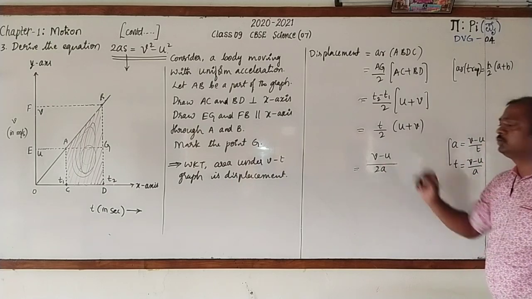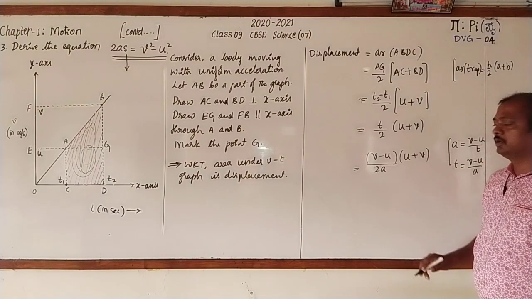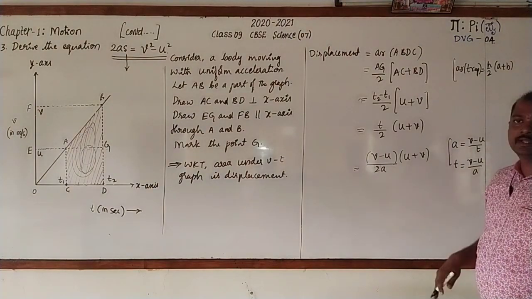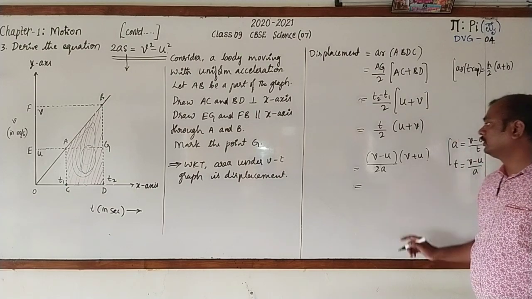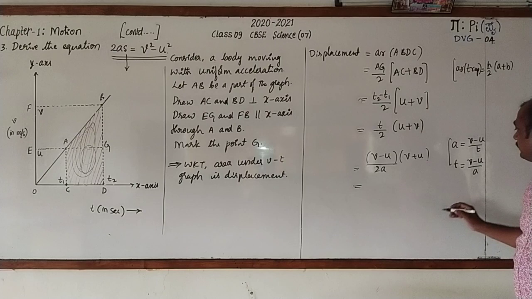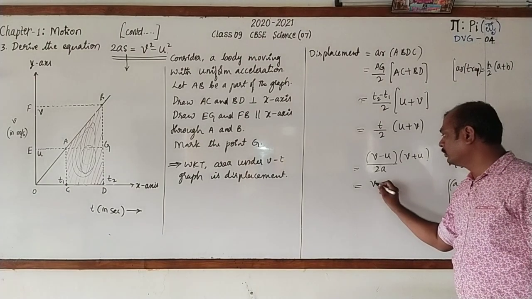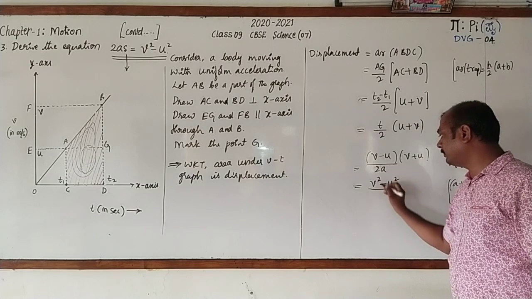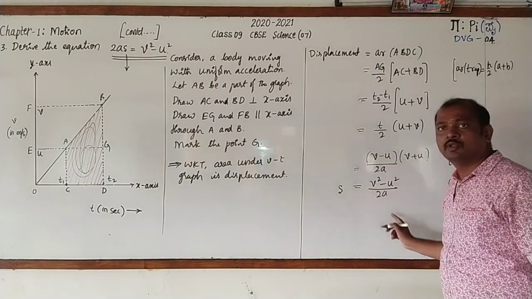In the denominator 2 is there. Next into u plus v. You can also write it as v plus u. Both are the same. It's equal to. Now see the v minus u into v plus u. It is of the form a plus b into a minus b, which can be written as a square minus b square. It is v square minus u square divided by 2a. What is displacement? Yes. Go for cross multiply.